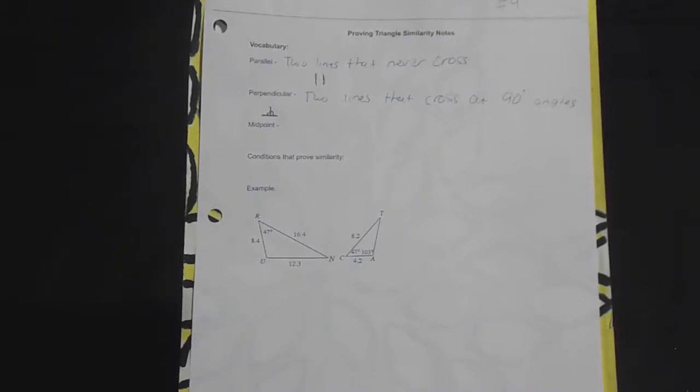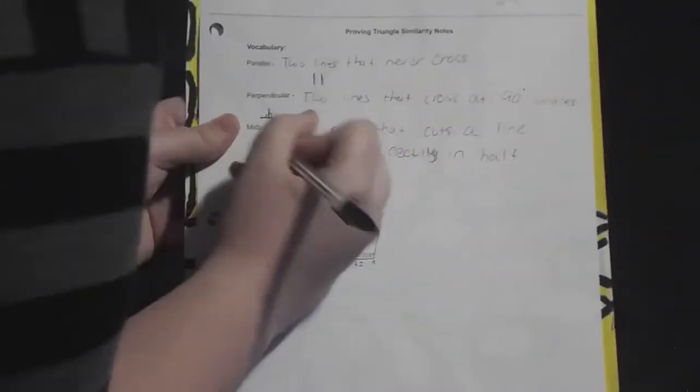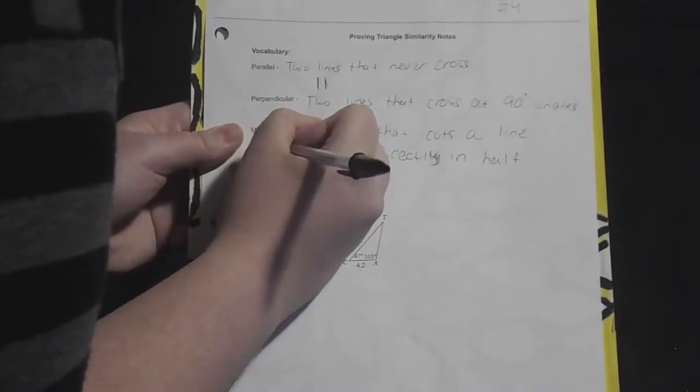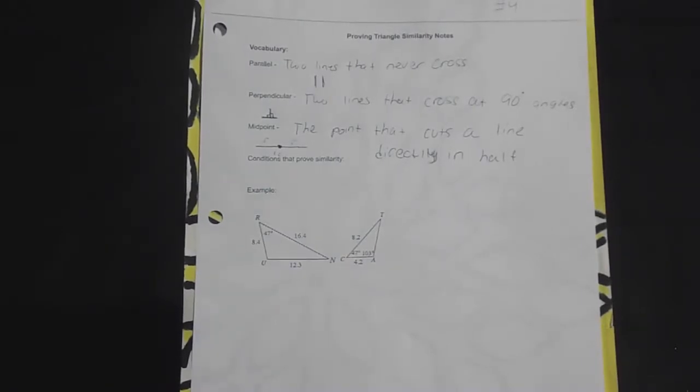Then you have midpoint. A midpoint is the point that cuts a line directly in half. So if you have a line, let's say the whole thing is like 10, the midpoint would be right in the middle, making each half 5. And in proofs of triangle similarity or congruence, this comes up because it will let the two lines be the same length. If it's a midpoint, it's because it's directly in the middle.